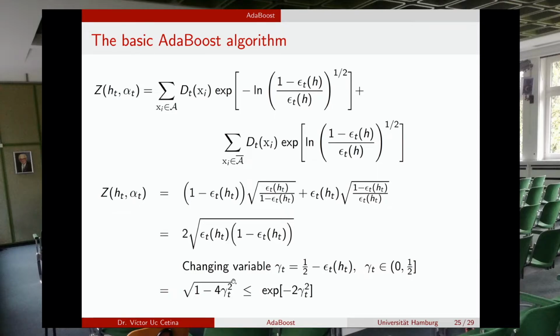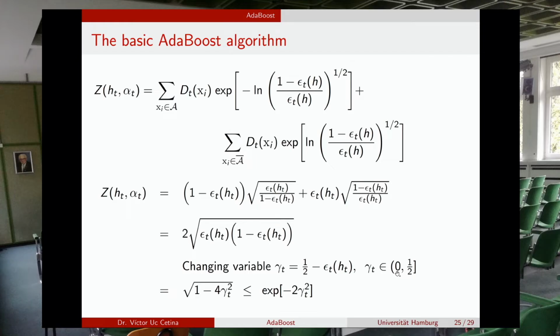Now, this expression here will be at most the same as this expression here, that is the exponential of minus 2 times gamma squared. Now, how can you be sure of that? Take, for example, the minimum value that you can assign to gamma, or gamma can be.